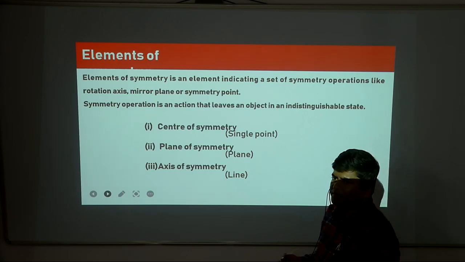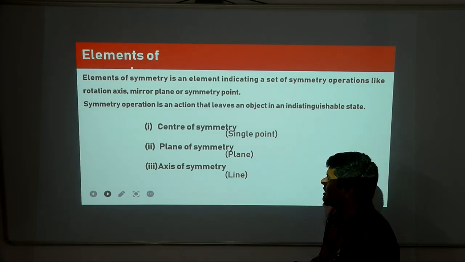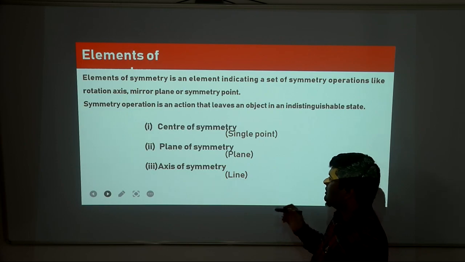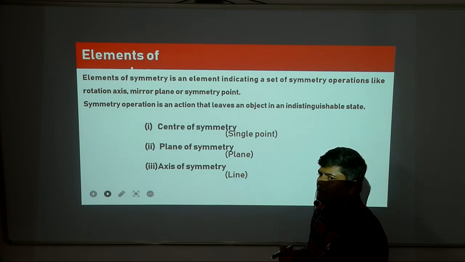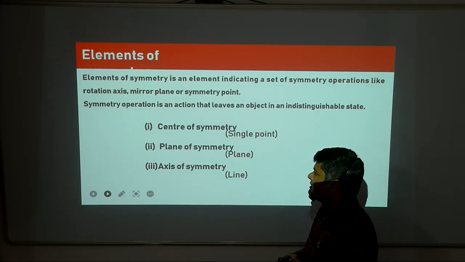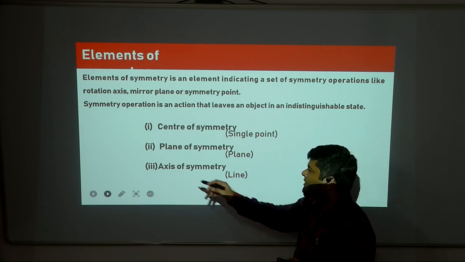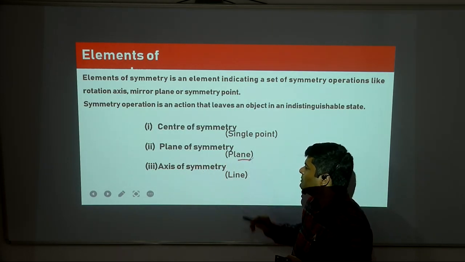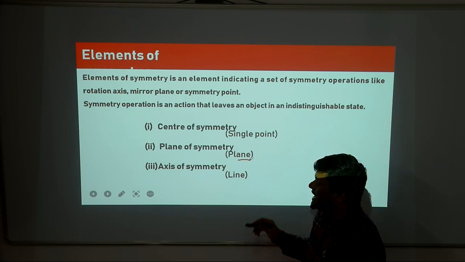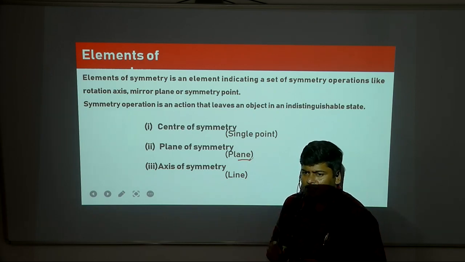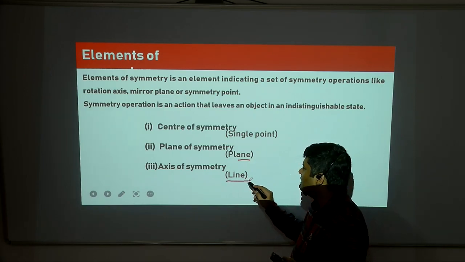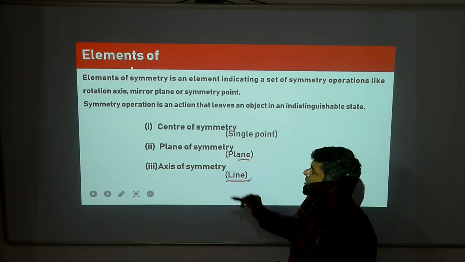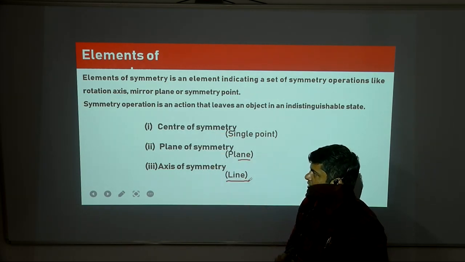So there are different types of elements of symmetry. The first one is the center of symmetry, which is related with a single point. Then plane of symmetry, which is related with the plane. Then axis of symmetry, which is related with the line. So there are three types of elements of symmetry.